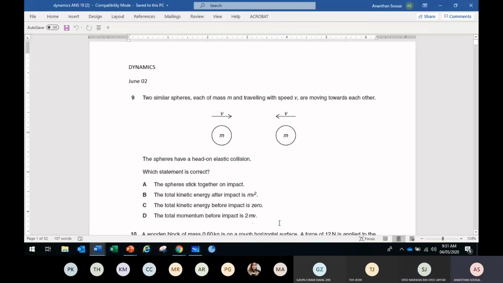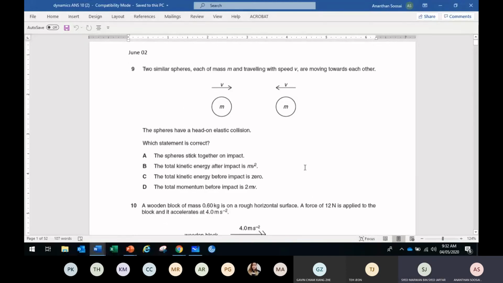Can anyone give me the answer for D? The total momentum before impact is 2mv. It's a wrong statement. What is the total momentum before impact for this system? mv to the right, mv to the left. So total momentum is 0, right? Yes, 0. So statement D is wrong. It's supposed to be that the total momentum before impact is 0. Okay, the correct answer is B. Okay, good.